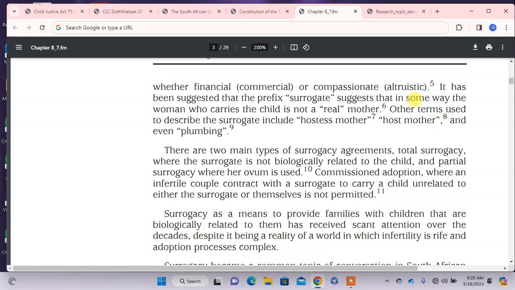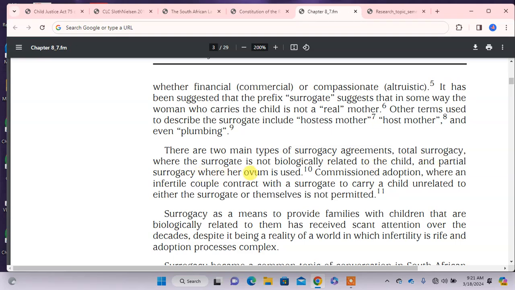It has been suggested that the prefix "surrogate" suggests that in some way the woman who carries the child is not a real mother. Other terms used to describe the surrogate include hostess mother, host mother, and even "plumbing." There are two main types of surrogacy agreements: total surrogacy, where the surrogate is not biologically related to the child, and partial surrogacy, where her own ovum is used.